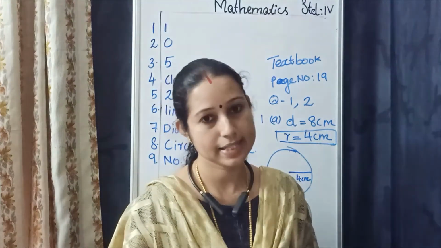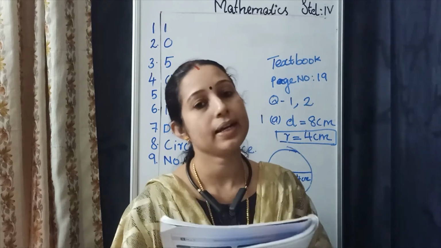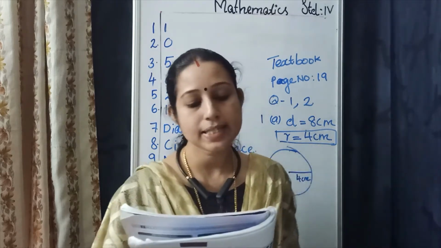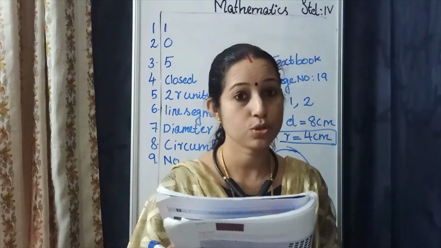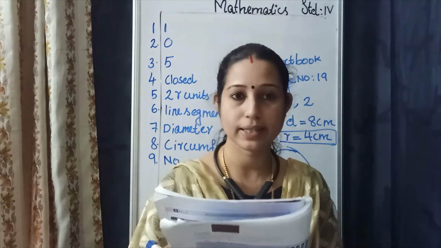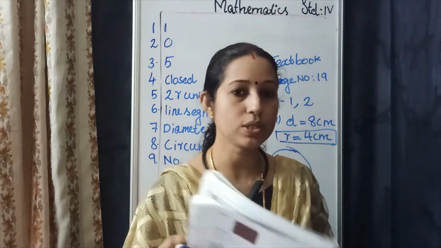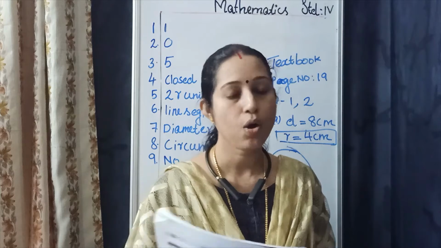Question number C, radius is 7 centimeter. D, radius 5 centimeter. E, radius 1 centimeter. And the second question, word problems. So write the statement. I will give you the model. How to find this? Everything I will give you in the notes. So first you can complete the notes, then after that do the homework.